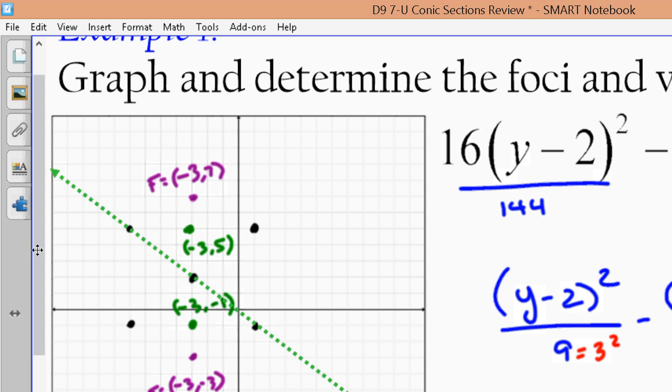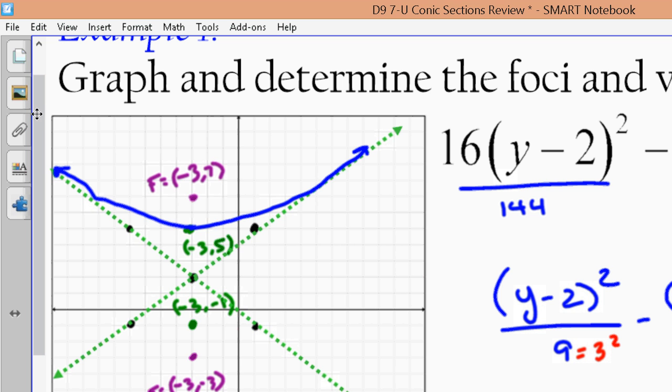So there's that asymptote. This asymptote would go this way. And now your graph would start at the vertex and curve up along the asymptote and curve along this asymptote as well. Here the same. And there's the same. So we now graphed and we determined the foci and vertices. Now I have a few for you to try.